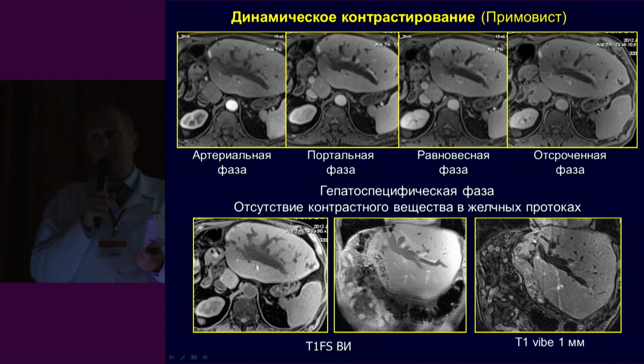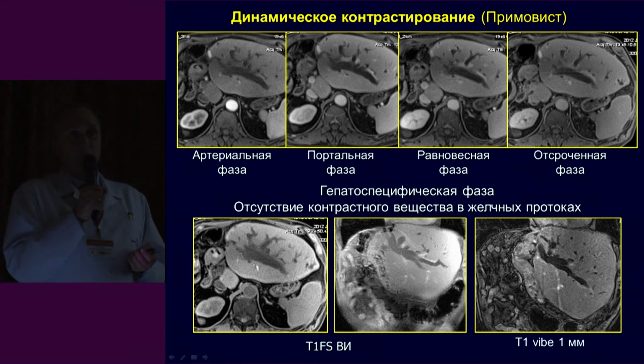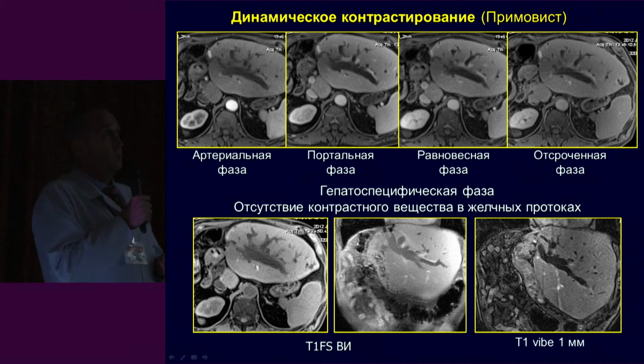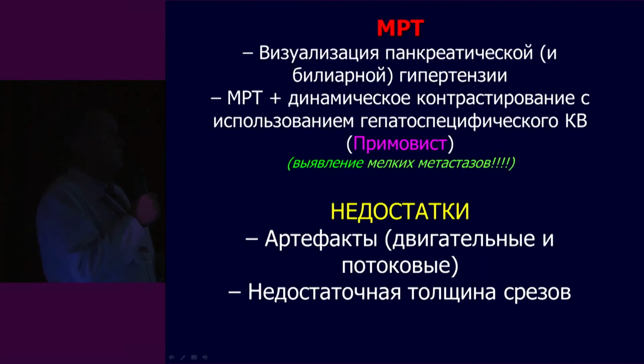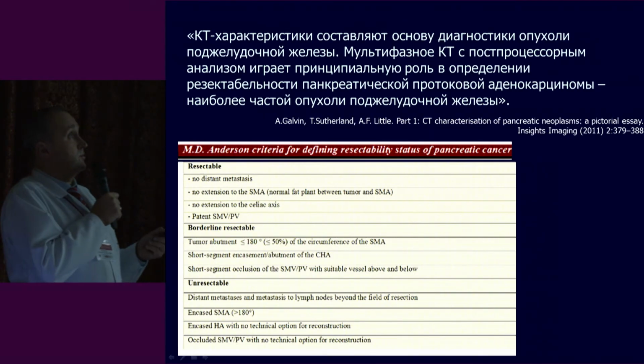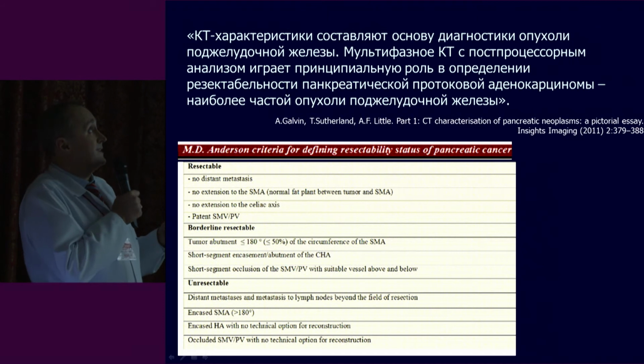Another example, very high biliary hypertension doesn't allow us to use the contrast matter. There are certain limitations in very high hyperbilirubinemia. It doesn't work. And MRI is a very informative method, both for the biliary tract and for the pancreatic gland. It's very informative, but there are artifacts and insignificant slices, which led us to the following.